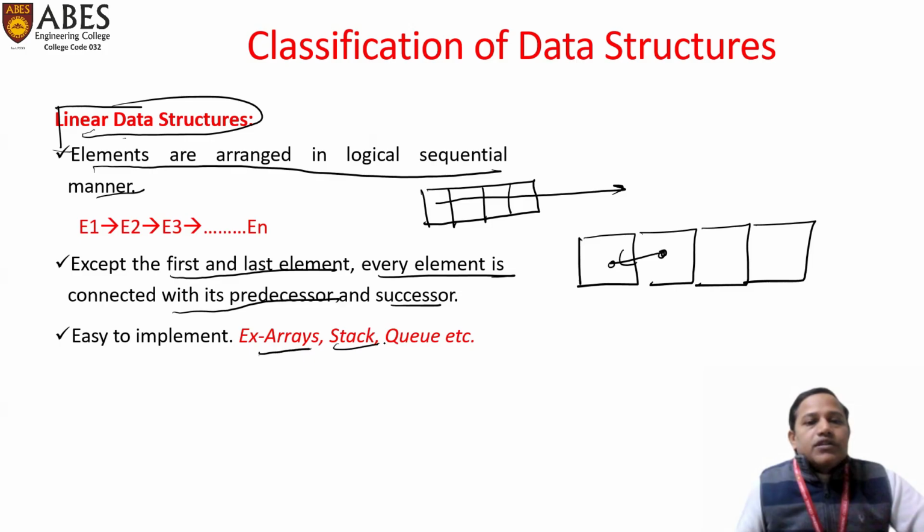For examples, array, stack, and queue. These are called linear data structures.